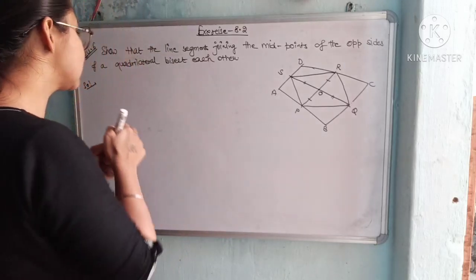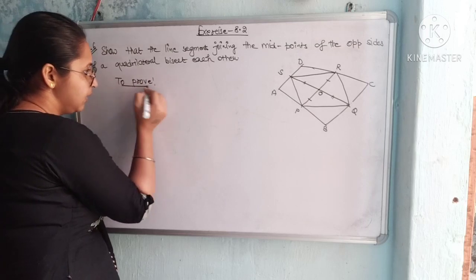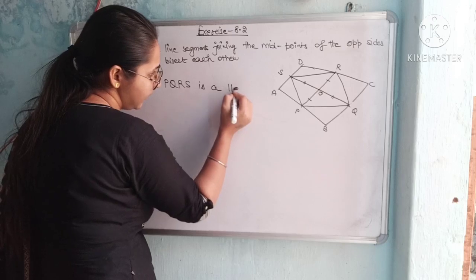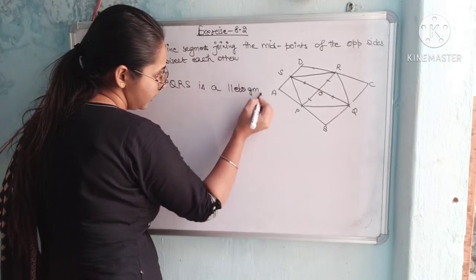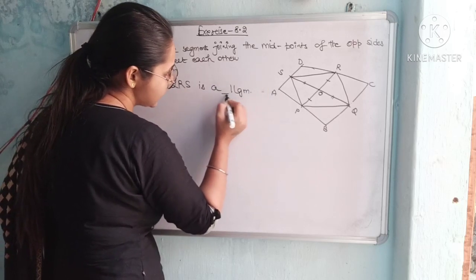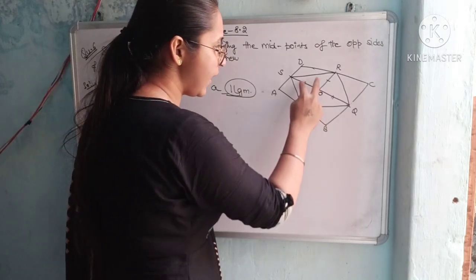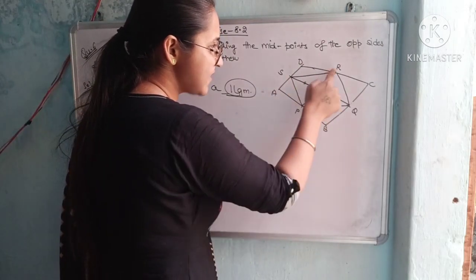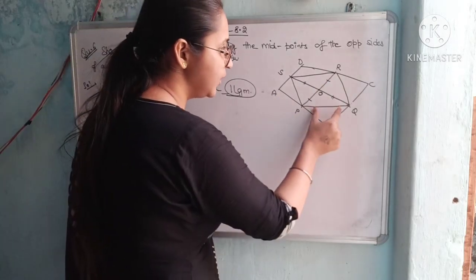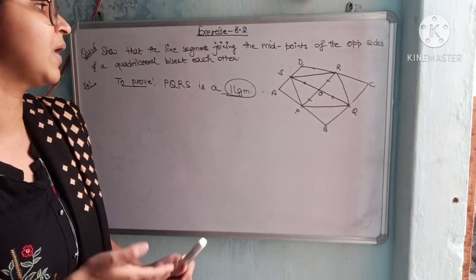So the first task is to prove PQRS is a parallelogram. Now, how can I show that it is a parallelogram? There are so many properties that I can use. If I am able to show that PQ and SR are parallel, and PS and RQ are parallel, then it is done. Or if I am able to prove PQ and SR are parallel as well as equal, then I am able to show that PQRS is a parallelogram.